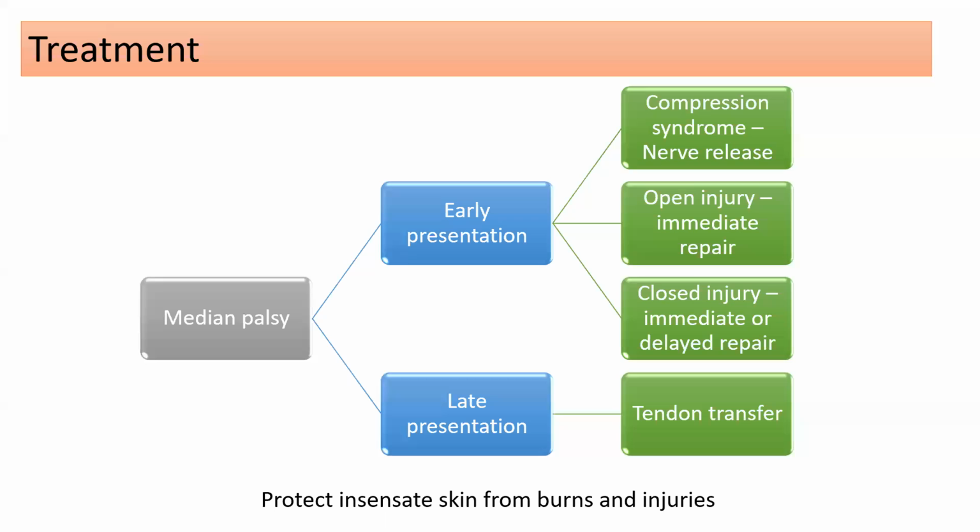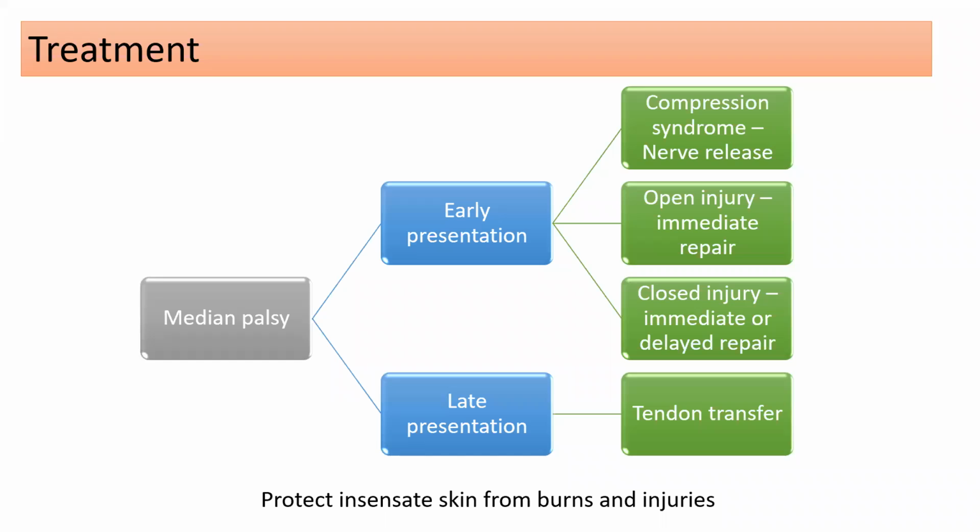Now, treatment. Discussed in radial palsy, there are 2 presentations. Patient can come early and the patient can come late. If they come early, there is an early presentation. And if we determine the cause to be a compression syndrome, nerve release is the treatment option. But if it is a lacerated wound or open cut wound, you repair. And if it is a post injury, delayed or immediate repair can be planned. And if it is late presentation, then we have to go for tendon transfer.